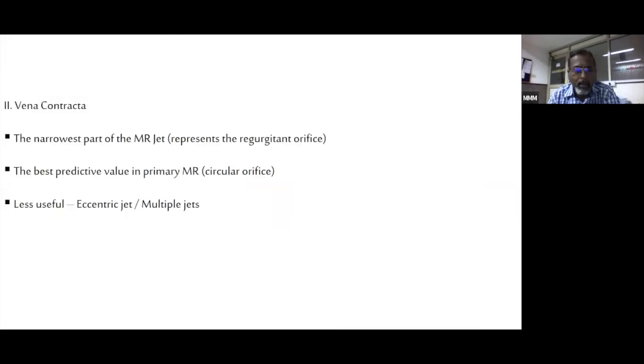Then comes the vena contracta. This is the narrowest part of the MR jet, so it represents the regurgitant orifice. It has the best predictive value in primary MR. You assume that it is a circular orifice, and it is much less useful in eccentric jets and multiple jets.